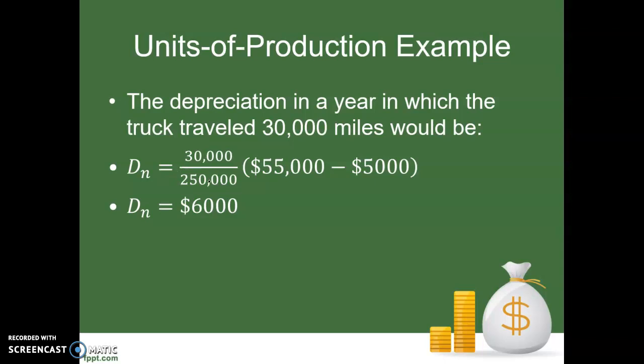And so we take the 30 divided by 250, and then we multiply it by the net cost of the truck. We bought it for 55,000. We're going to sell it for 5,000. So when we do that, when we take 30 divided by 250 multiplied by 55 minus 5,000, we get a depreciation amount of $6,000. So in that particular year, if we drove the truck 30,000 miles, its book value would have decreased by an amount of $6,000.